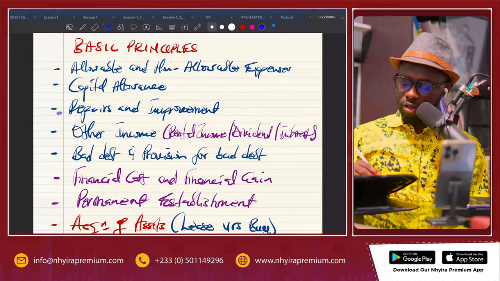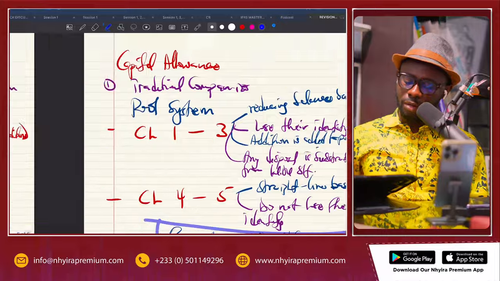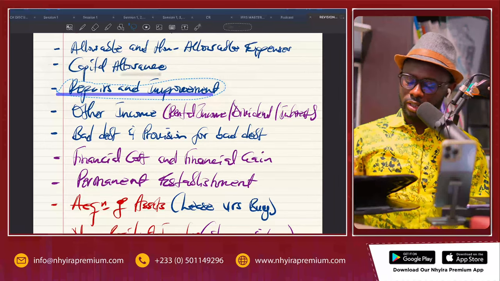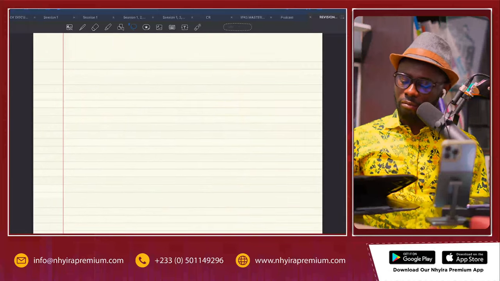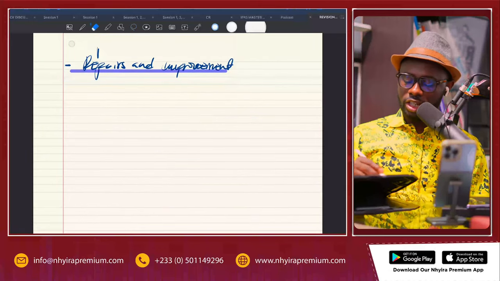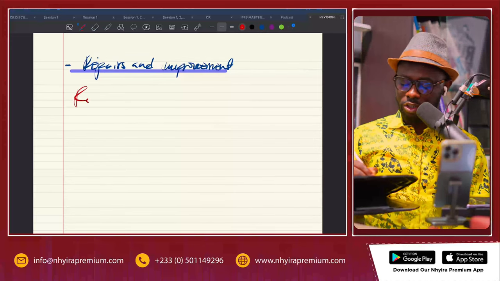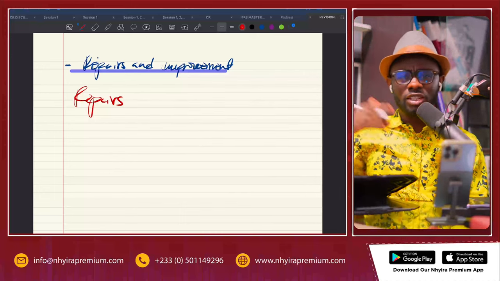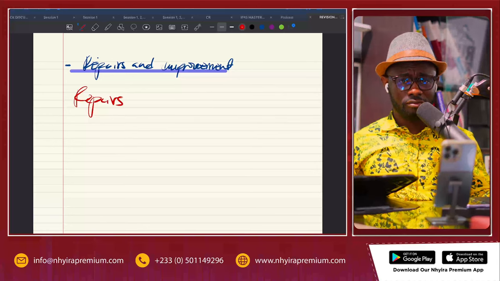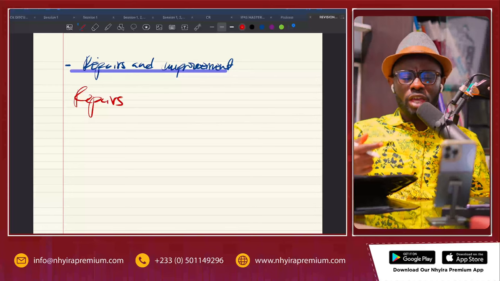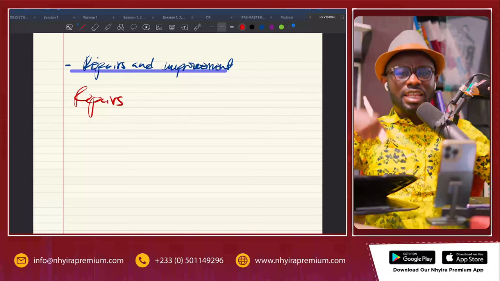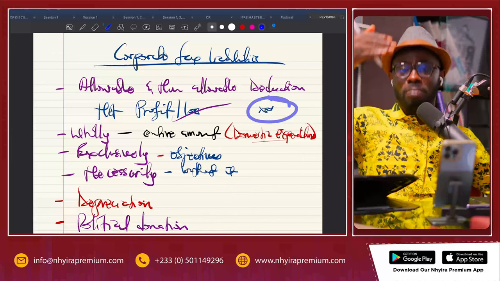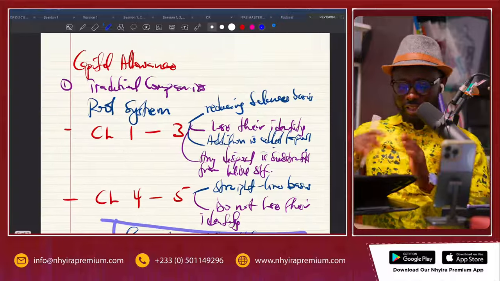Second thing is the principle on repairs and improvement. Now, when it comes to dealing with repairs and improvement, if it is just repairs, it is allowable for tax purposes. Okay? If it is just repairs, it's allowable for tax purposes. So if we see an item, repairs, it means it's allowable. Now, if something is allowable, it means since they have deducted it, we don't do anything again. But if the thing is non-allowable or we have to disallow the thing, then it means since they deducted it in arriving at the net profit that we are going to be starting with, we go and add it back. Okay, so that is what you need to understand.